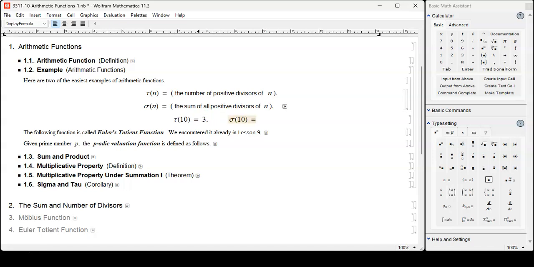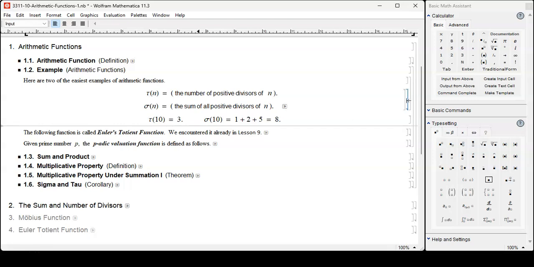How about sigma of 10? 1 divides 10, 2 divides 10, and 5 divides 10, and there's no more, right? So adding them all up, sigma of 10 is 8. And then you can calculate sigma and tau values for every positive integer. So this tau and this sigma define an arithmetic function defined on N. N goes from 1, 2, 3, 4, and so on. Sigma of 0 or tau of 0 are not well defined.